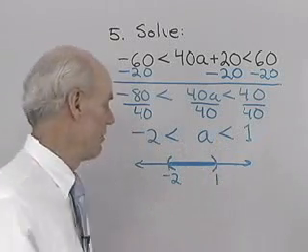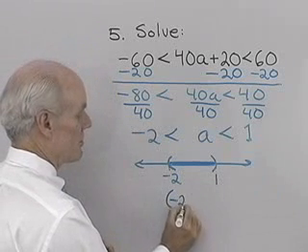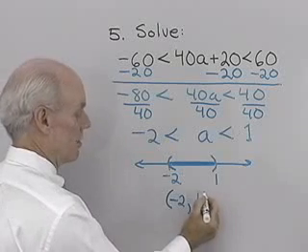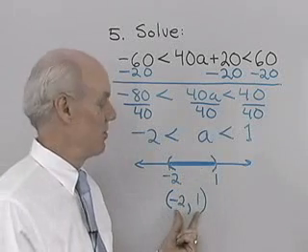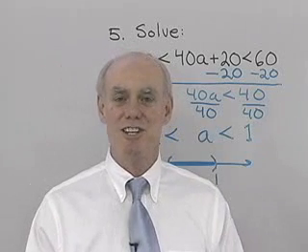I want to write this with interval notation. With interval notation, pretty simple. Starts at negative 2, but doesn't include negative 2. Goes up to 1, but doesn't include 1. So with interval notation, it looks like this, negative 2 to 1. So that's a look at solving some linear inequalities in one variable.